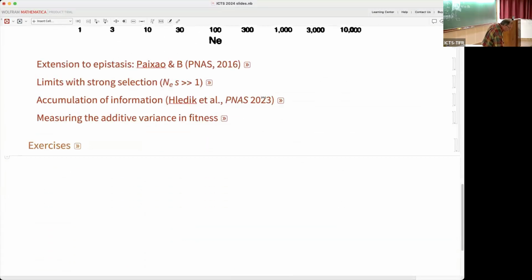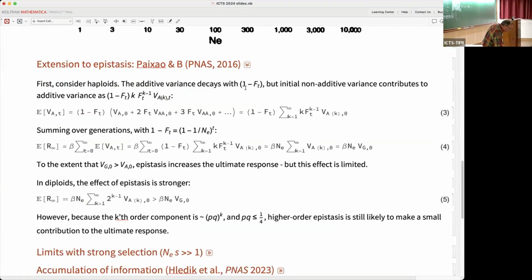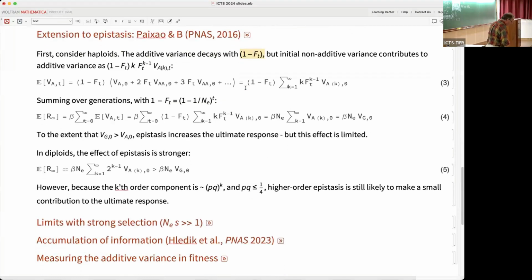So I'm going to spend a bit of time. This is getting a bit more complicated, but just, yeah. Sorry, what?